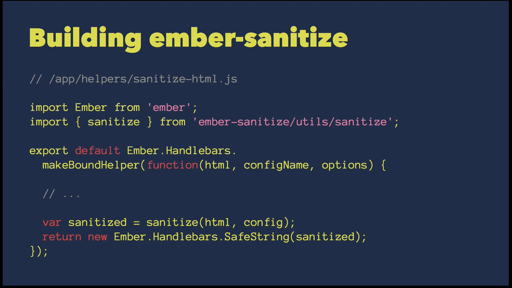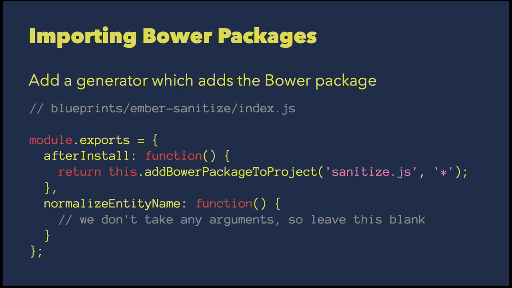And that's basically it. Once you've installed that, it would just work, apart from this requiring the sanitize.js bower package. You could put in your README, okay, to use this add-on, add this to your bower.json, bower install, and you're good, but that's a bit of a pain. So you can generate a blueprint or a generator, which does that for you. When you run ember generate ember-sanitize, this will add a bower package to the project and install it for you, all done. There are similar hooks for adding a package to the project, which will add an npm package.